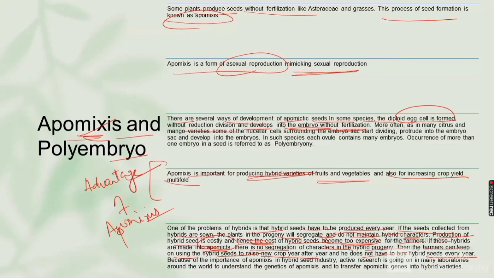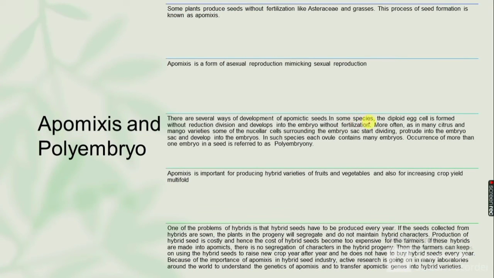Because of the importance of apomixis in the hybrid seed industry, active research is going on in many laboratories around the world to understand the genetics of apomixis and to transfer apomictic genes into hybrid varieties. And the occurrence of more than one embryo in a seed is referred to as polyembryo. Seeds produced without fertilization are known as apomixis, and if more than one embryo is present in a seed, it is known as polyembryo.